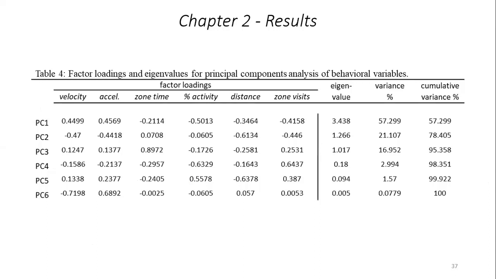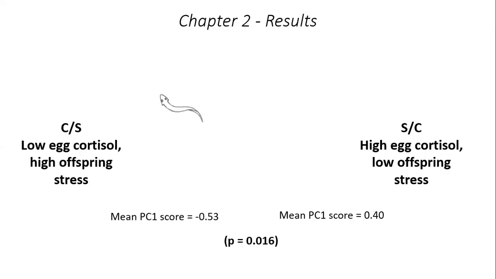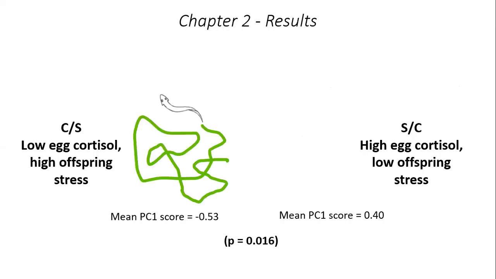And here are the behavior results from the PCA. The PCA showed several interesting patterns in behavior, but for the sake of time today, I'm just going to focus on PC1, which was primarily informed by percent activity. So here's a summary of the results that I saw with that. The significant difference was between these 2 treatments, the CS treatment that had low egg cortisol, high offspring stress, and the SC treatment that had high egg cortisol, low offspring stress. I saw that fish from the CS treatment had significantly higher activity than those from the SC treatment.